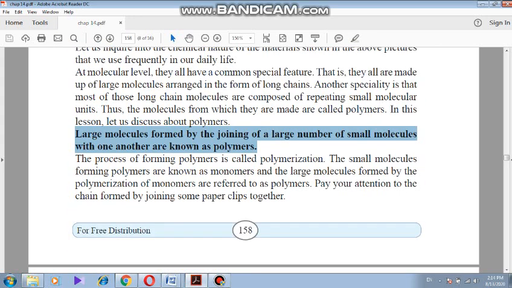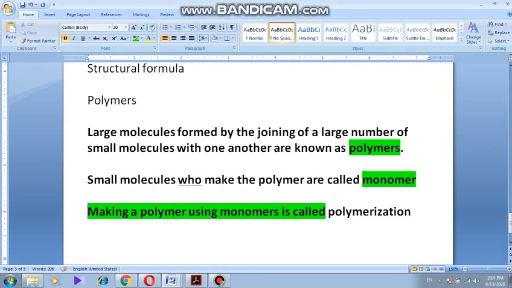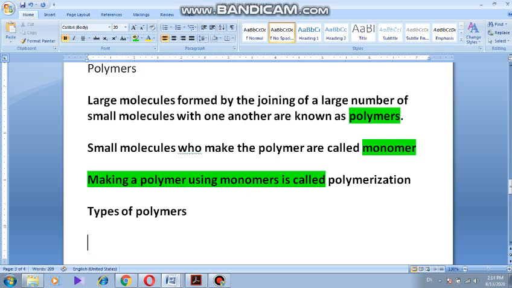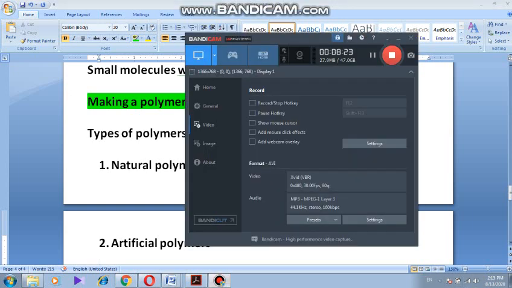Okay, right. So in the polymers, there are two types of polymers. So we come to the heading types of polymers. One is natural polymers. The other one is artificial polymers. Two types of polymers are there: natural polymers and artificial polymers.